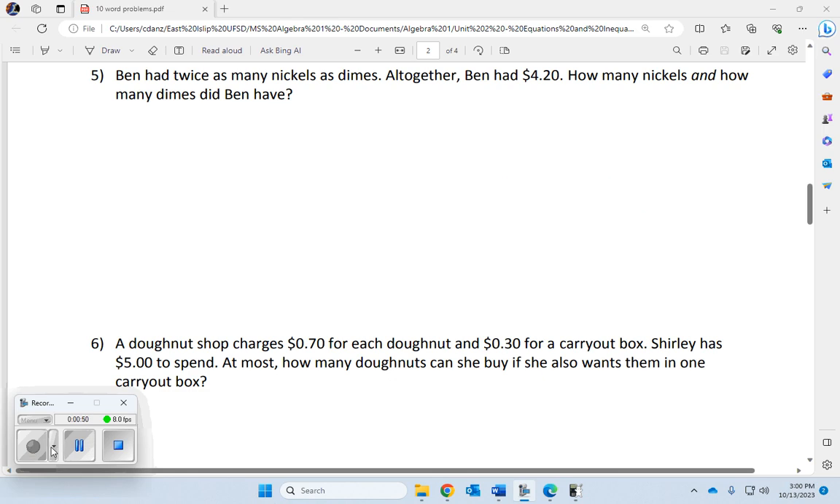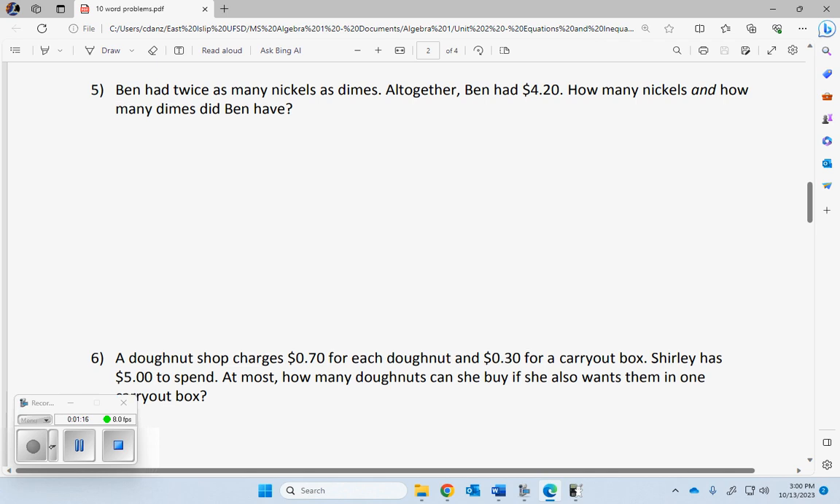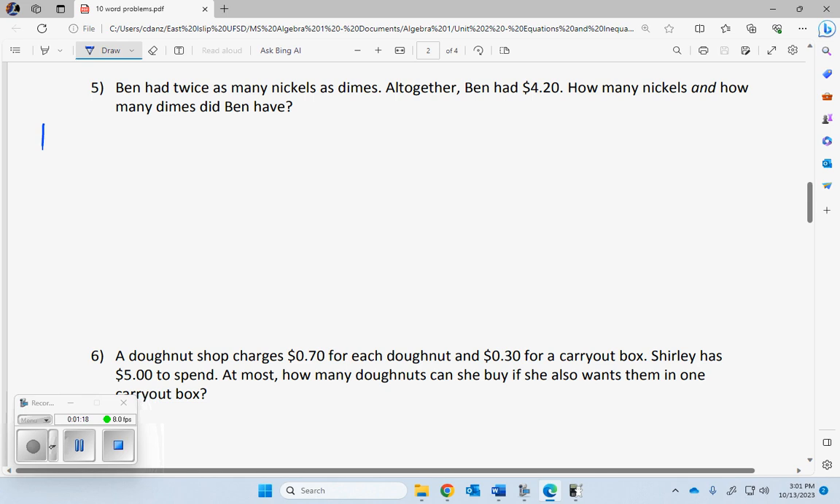So on number 5, it says Ben had twice as many nickels as dimes. So we need to write some let statements that are dealing with these nickels and dimes. Altogether, Ben has $4.20. How many nickels and how many dimes did Ben have? So when I write my let statements, I like to be very specific. I'm going to let x equal the number of dimes.